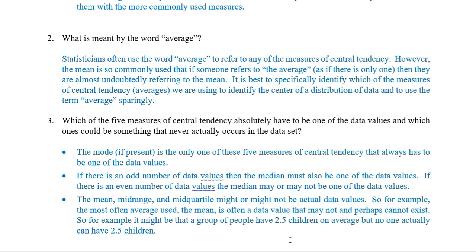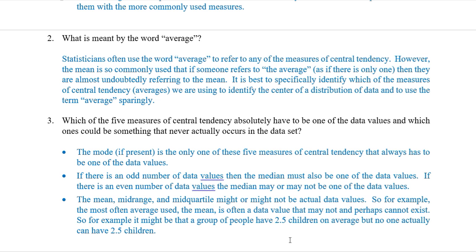Now, in certain cases, for example, if there's an odd number of data values, the median has to also be one of the data values. Remember, to find the median, you put the data in order from smallest to largest, and the one that's in the middle of that ranked list, so that there's an equal number above and below that particular data value, will be the median, and that's actually a data value.